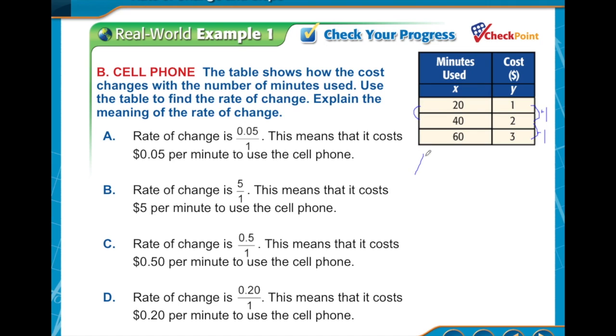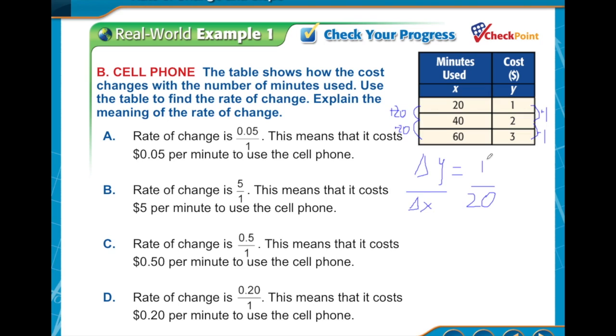So our change in y is 1. Now we need to find the change in x. This is not too bad because these are easy numbers. From 20 to 40, how does it change? Well, it increases by 20. And you see from 40 to 60, it does the same thing again. So what's my change in x? Well, change in x is going to be 20.